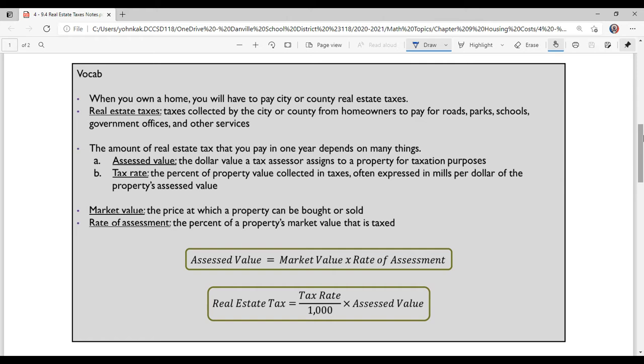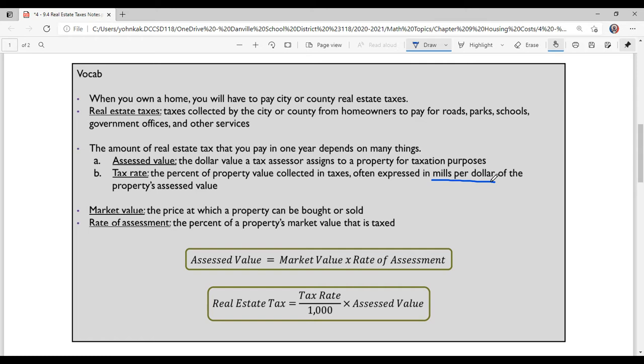Another thing that you need to know is what the tax rate is. And this is the percent of property value collected in taxes, and it's expressed in something called mills per dollar of the property's assessed value. And different cities have different tax rates.